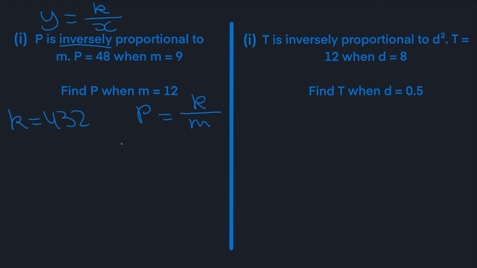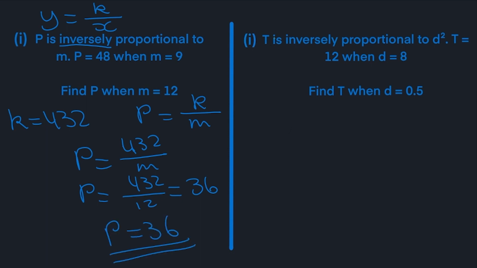Again, once we found out our k, all we need to do is just make our new equation, and instead of this k, we just put the value, which is 432 over m. And now that it's asking us to find p when m is equal to 12, all we have to do is just substitute this 12 for m. So p is equal to 432 over 12, which is also just rewritten as 36 if simplified.